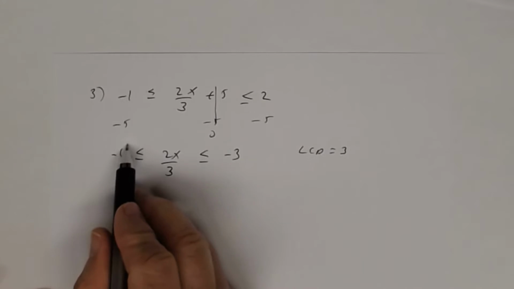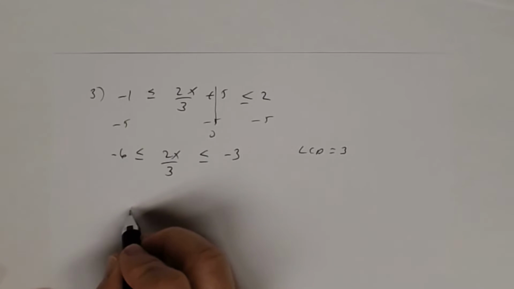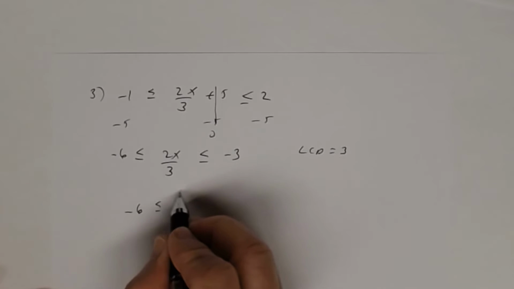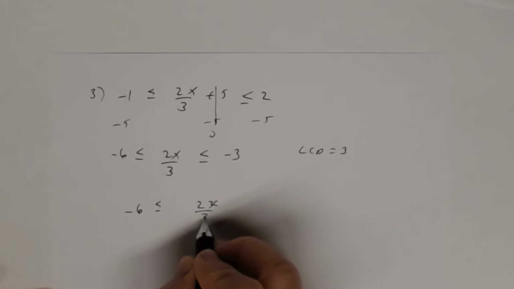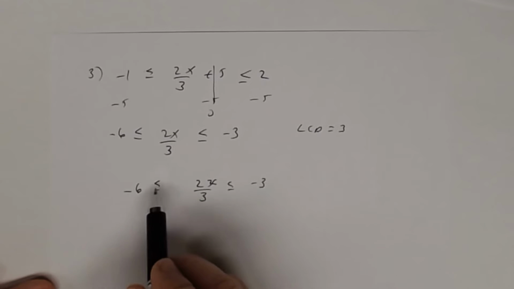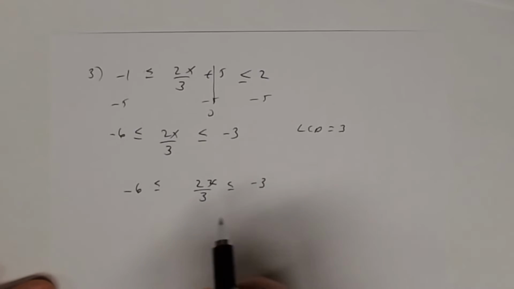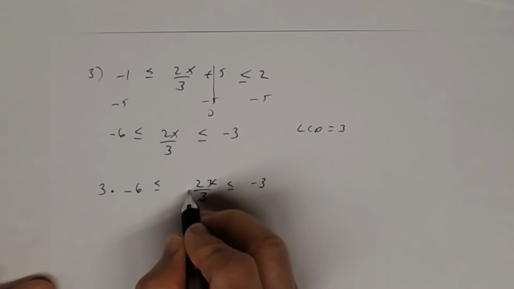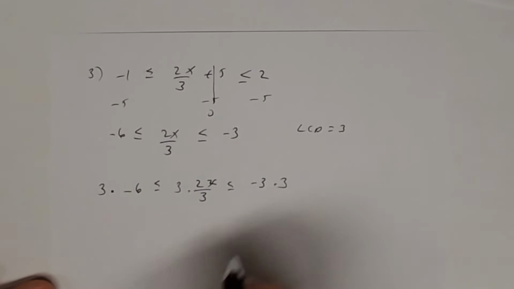So meaning that, let me go ahead and just rewrite this over. Negative 6 is less than, I'm going to leave some space here, 2x divided by 3 is less than or equal to negative 3. So I'm going to go ahead and multiply all parts by 3. So times 3, times 3, times 3.